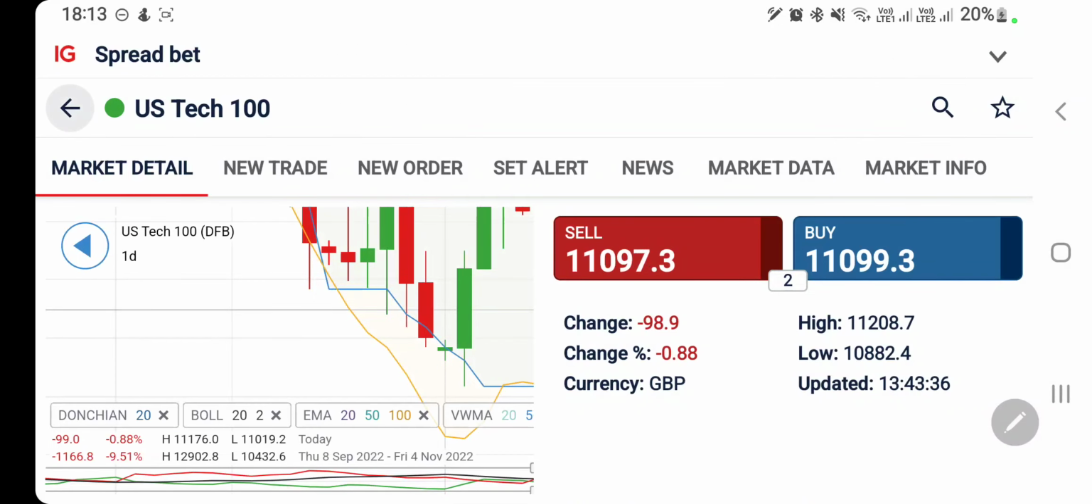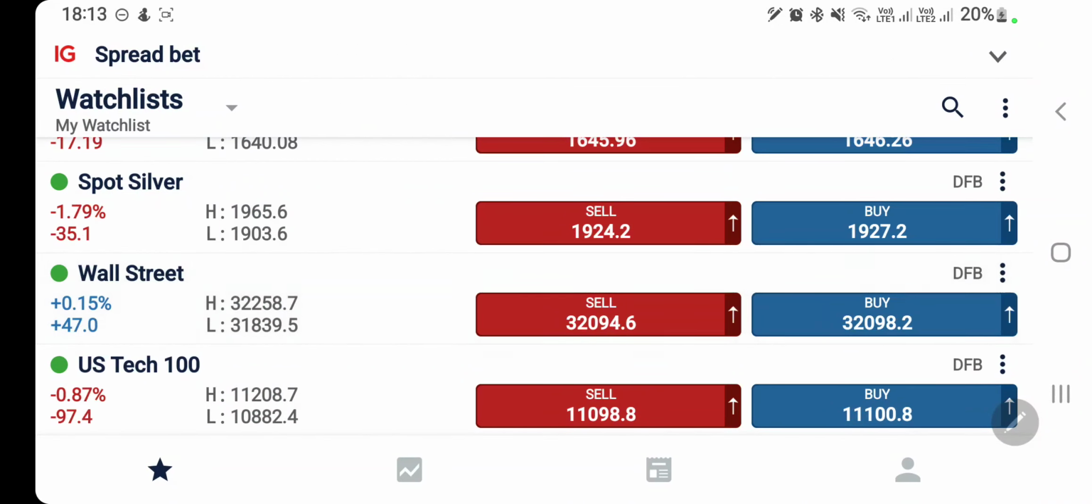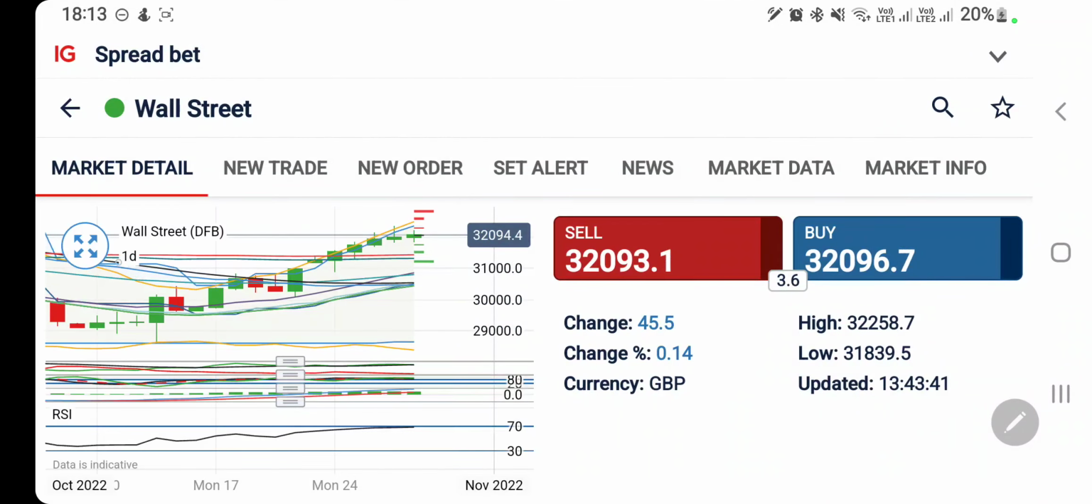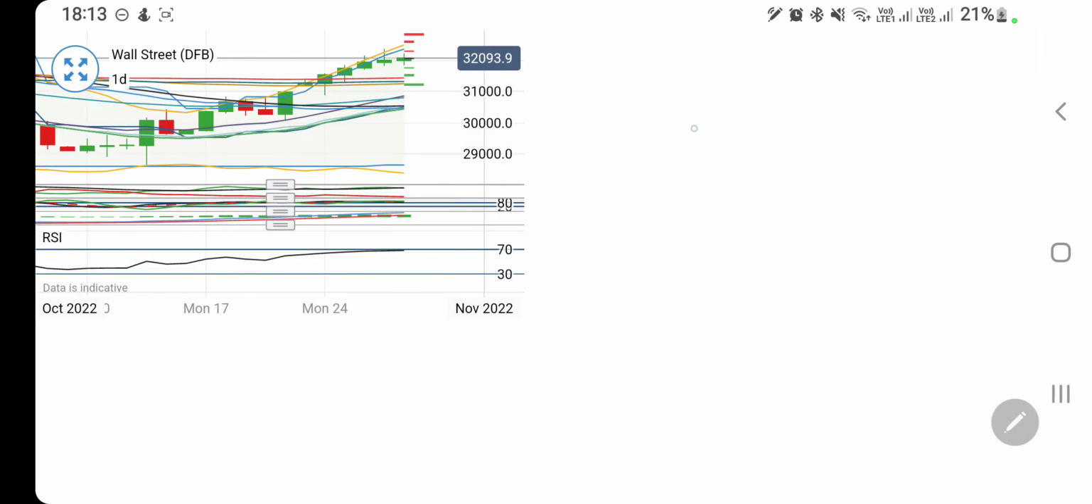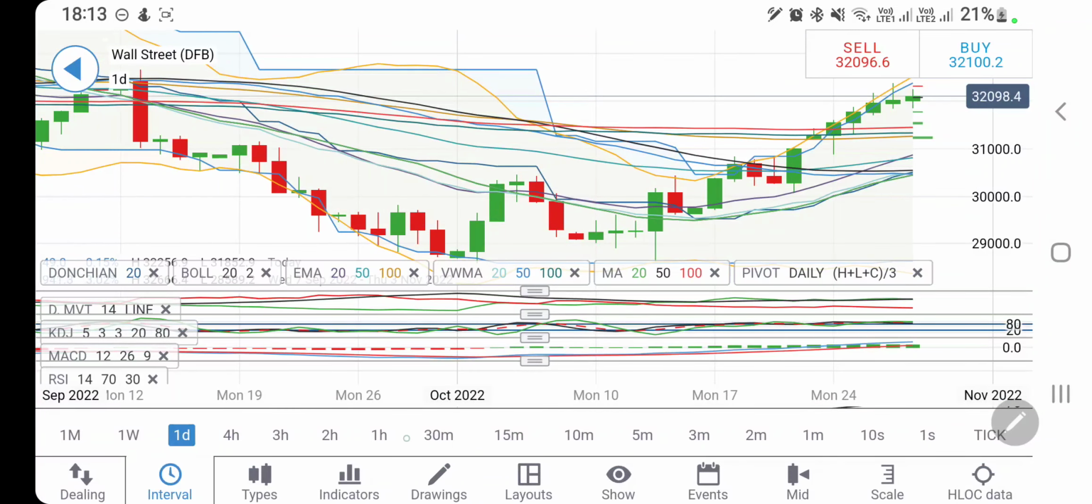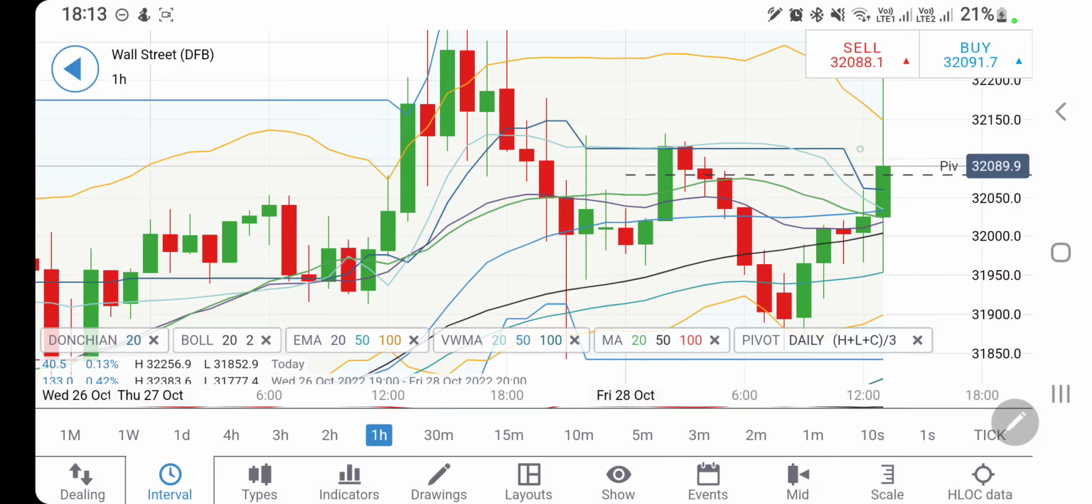Now let's have a look at Dow Jones. US 30 is trading at 32,100 levels, and on the hourly charts you can see there is a bottom-end support at 31,950. That is the level below which you can expect that the bearishness may prevail.